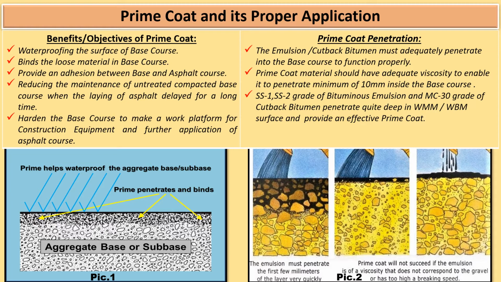This type of application with improper material will ultimately cause failure of the asphaltic layer above it in the long run. The third picture depicts that the bitumen emulsion applied has a higher breaking speed, which ultimately fails to penetrate in the base course.